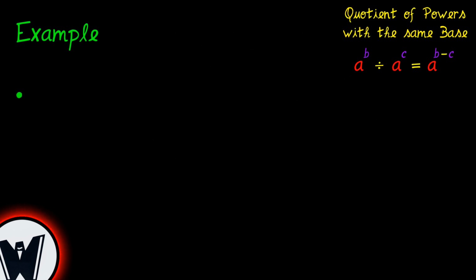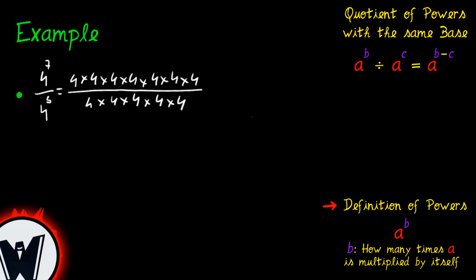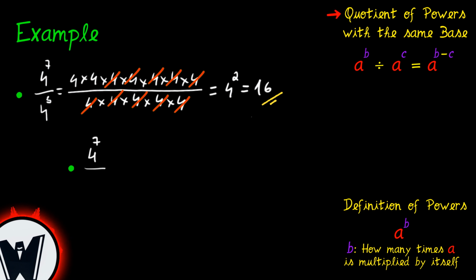Observe the following example. 4 to the power of 7 divided by 4 to the power of 5 can be solved by using the previously stated definition of powers. The quotient of 4 multiplied by itself 7 times and 4 multiplied by itself 5 times, resulting in 4 squared, or 16. Using the property quotient of powers with the same base, one gives the same base 4 and subtracts the exponents, 7 minus 5. We'll have the same result, 4 squared.